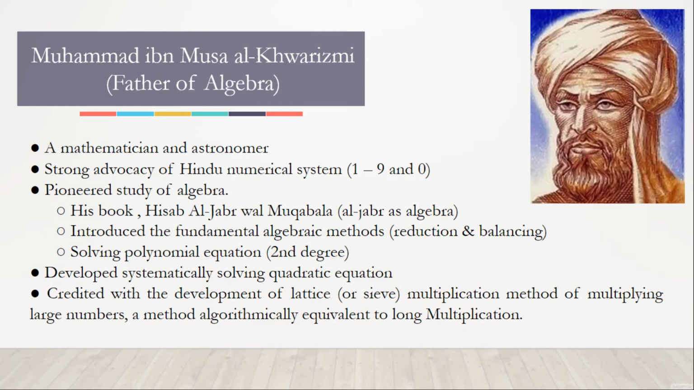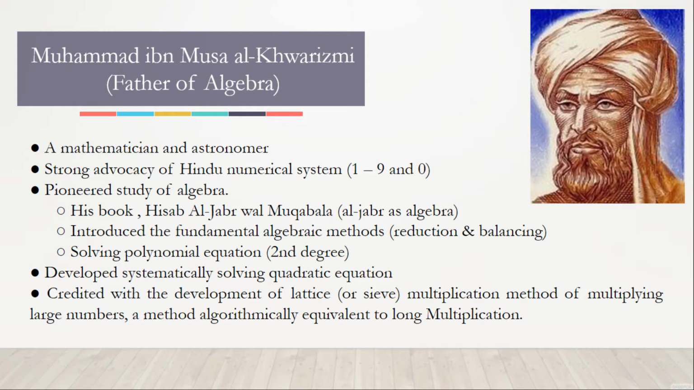Our first Islamic mathematician is Muhammad ibn Musa al-Khawarizmi, also known as the father of algebra. He was a mathematician and also an astronomer. He had a strong advocacy of the Hindu numerical system, which is 1 to 9 and zero. He pioneered the study of algebra, which we can see in his book Hisab al-Jabr wal-Muqabalah, also known as al-Jabr, and in English is algebra.